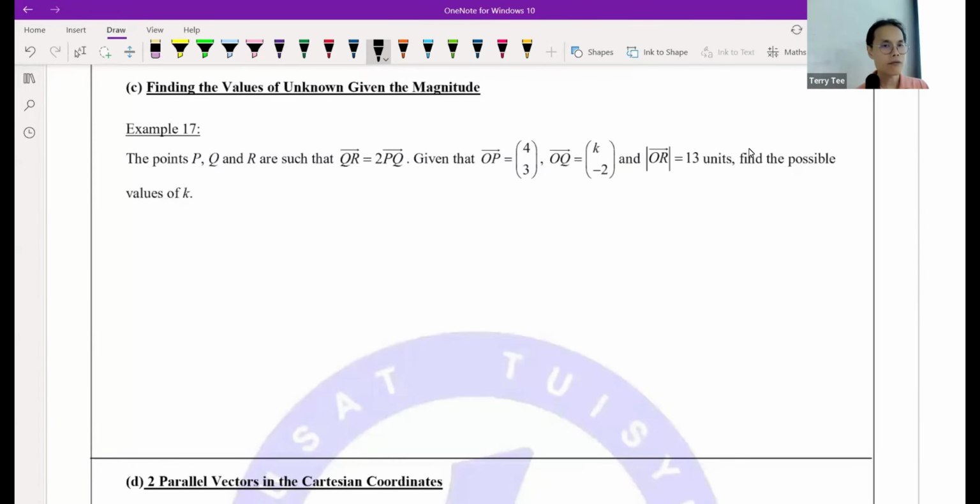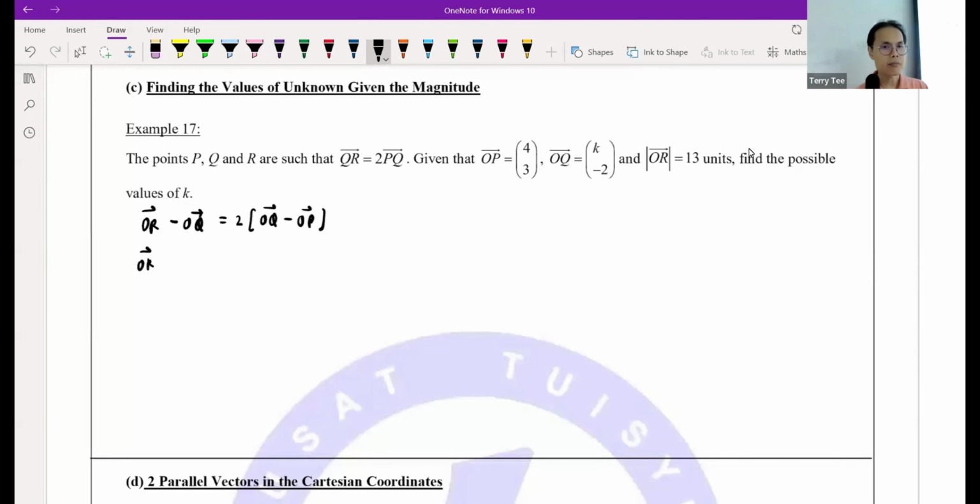Here you are given QR equals 2 times PQ. So let's find QR first. QR is OR minus OQ. Like I say, if you can't do it directly, you can do Q to O, O to R. Q to O is negative OQ. And then what is your PQ? Your PQ is OQ minus OP. My OR I don't know yet; in fact, I'm finding OR. I know my OQ.